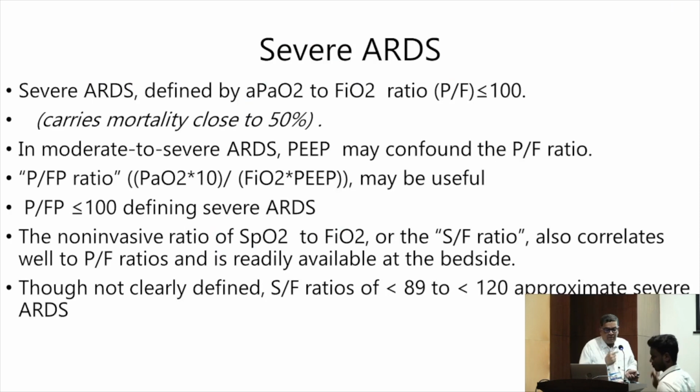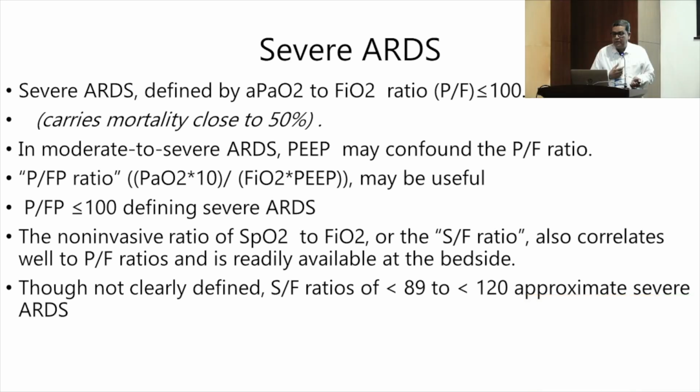But if you want to have a little more qualified definition, some people say that the PEEP might confound the so-called PF ratio. So some people have proposed that you use this P by FP ratio, which is PO2 by 10 divided by PO2 into PEEP. And again, a P by FP less than 100 defines severe ARDS or refractory ARDS. And if you're using pulse oximetry at the bedside, you can also use a pulse oximetry to FiO2 ratio. So the pulse oximetry saturation by FiO2 ratio of less than 90 is supposed to approximate severe ARDS.